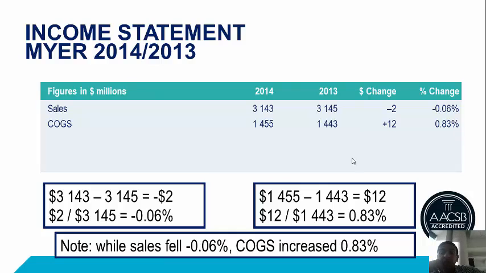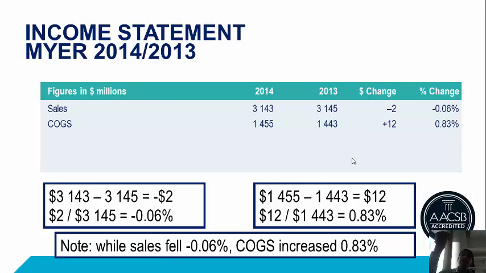Cost of goods sold, however, increased. It increased slightly, but it did increase. It increased by $12 million from 1.443 billion to 1.455 billion. That increase of $12 million represents an increase of 0.83%. $12 million divided by the base year 1.443 billion. So 12 divided by 1,443 million, which is 1.443 billion, is 0.83%.